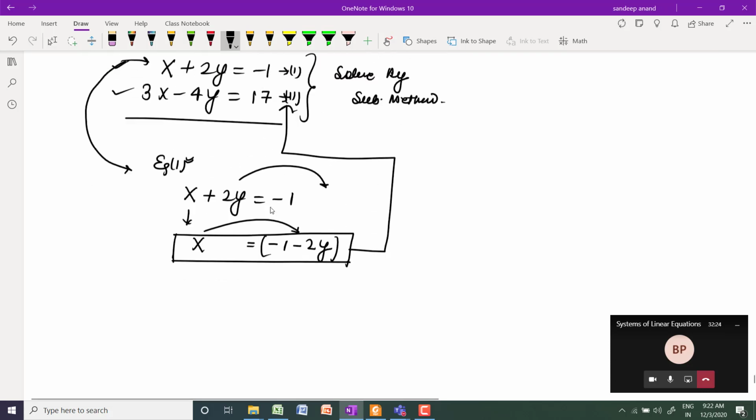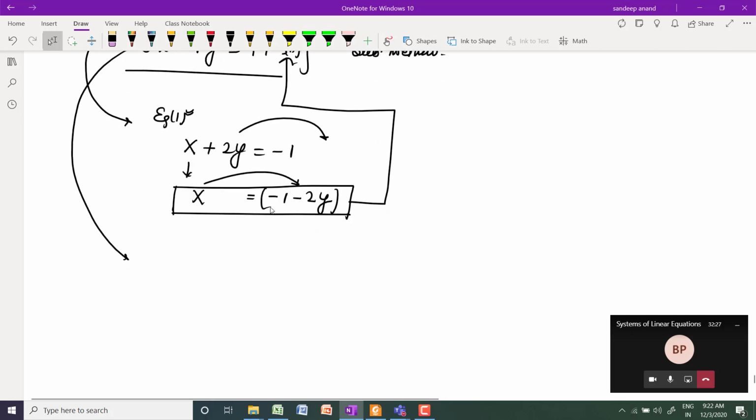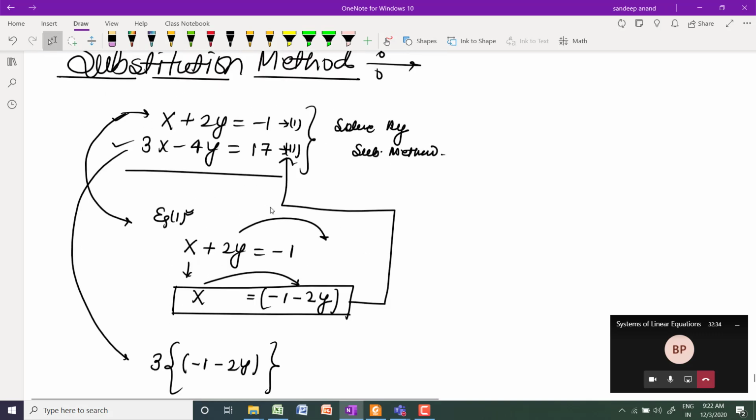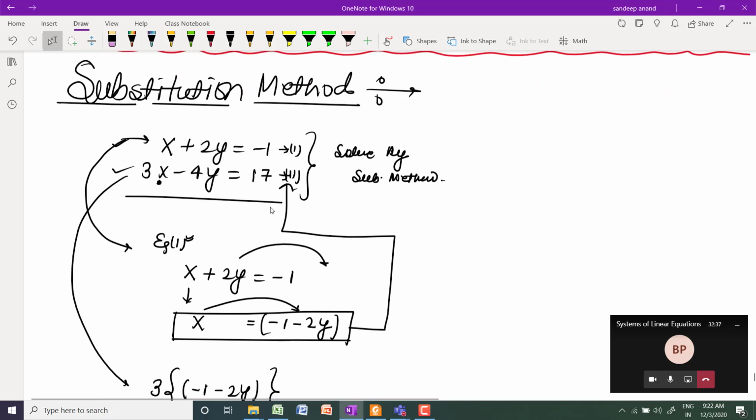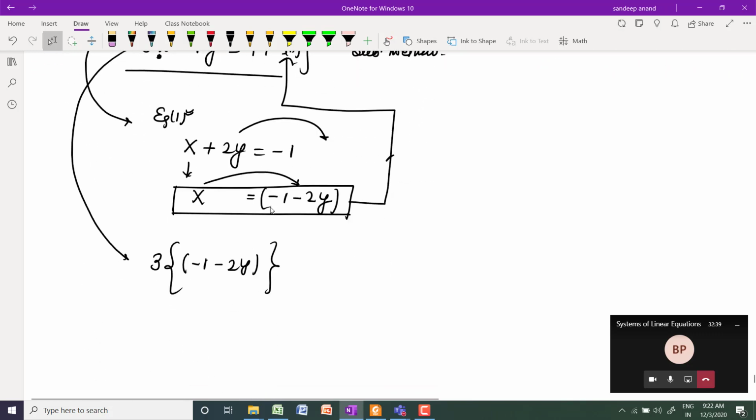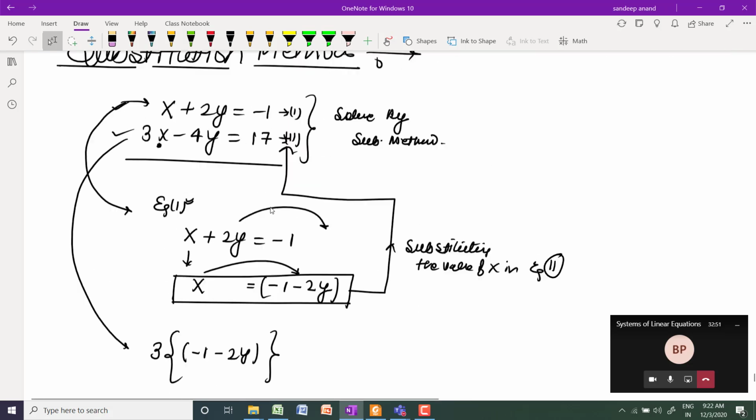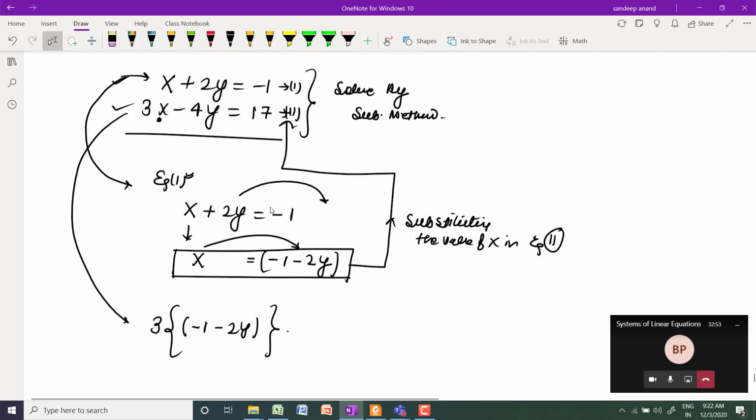So here, instead of x in 3x, I am putting minus 1 minus 2y. I am substituting the value of x in equation number 2. So this is 3 times (minus 1 minus 2y) minus 4y. I am writing it as it is. That is equal to 17.